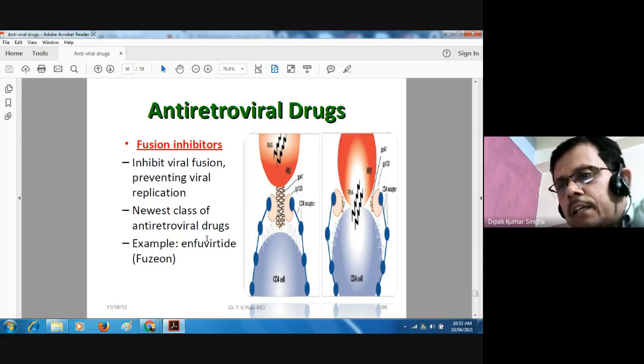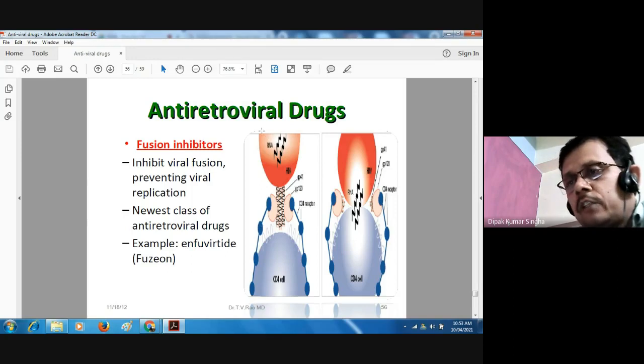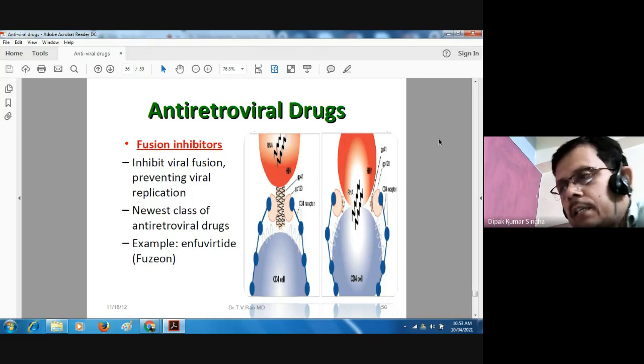The newest class of antiretroviral drugs, for example enfuvirtide, already marketed as Fuzeon, is basically used against the fusion between the CD4 cell of lymphocytes and the retrovirus. It stops the fusion.